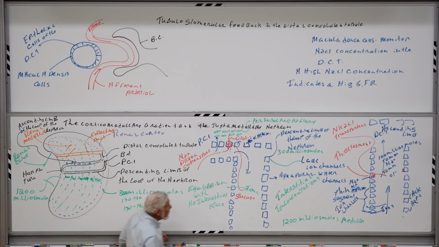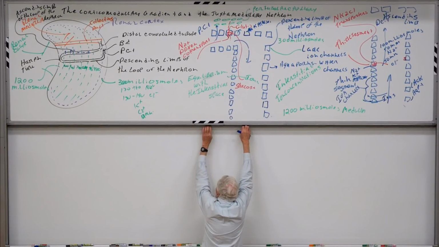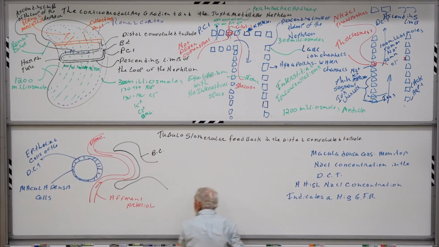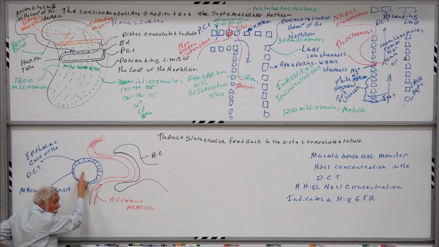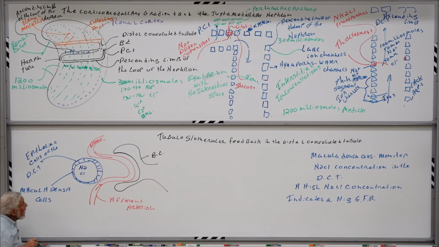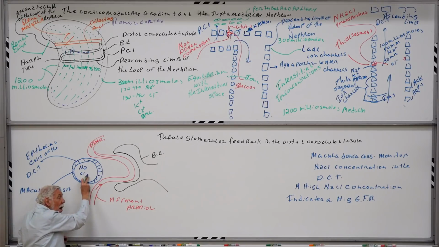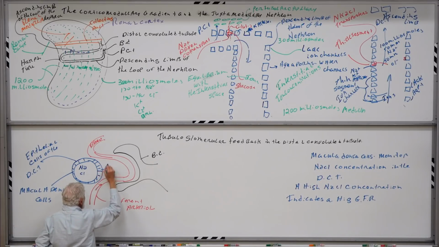So let's look at how this might work. This is meant to be the lumen of the tube of the distal convoluted tubule. And we're looking at sodium chloride concentrations. If sodium chloride concentrations are high, that will tell these macula densa cells to release a molecule called adenosine.